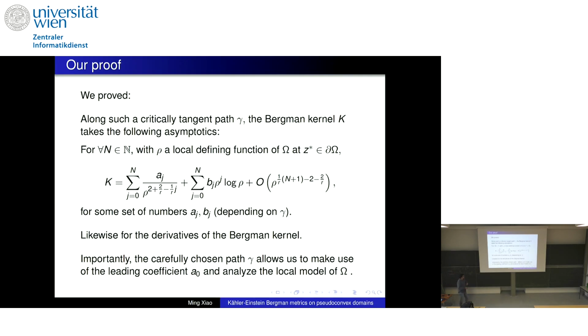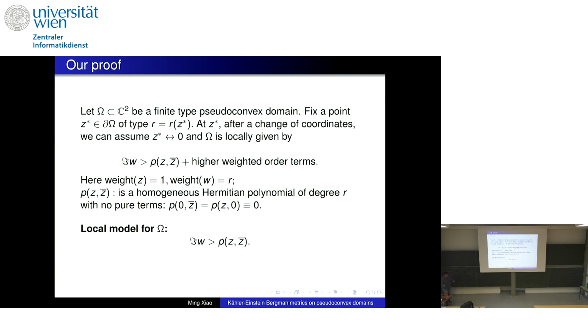Similar things would hold if you take derivatives of the Bergman kernel. And why do we choose this critical tangent path? The important reason is this. With this carefully chosen path, it allows us to make use of the leading coefficient, A0, to analyze the local model of the domain. What do I mean by that? So I'm coming to the next page to explain that.